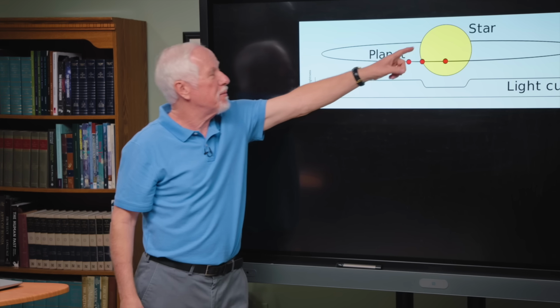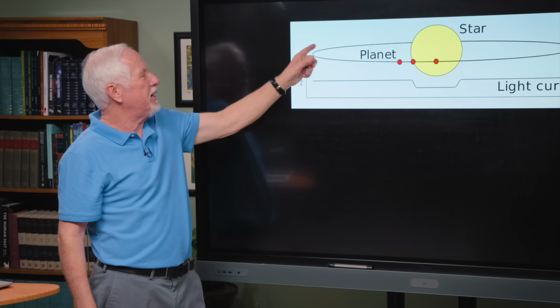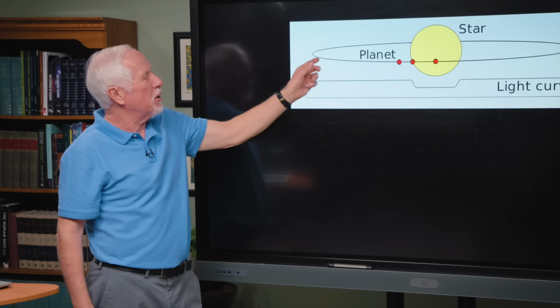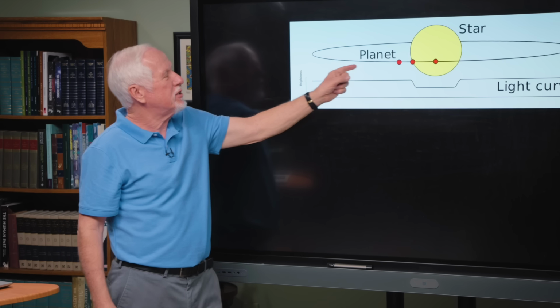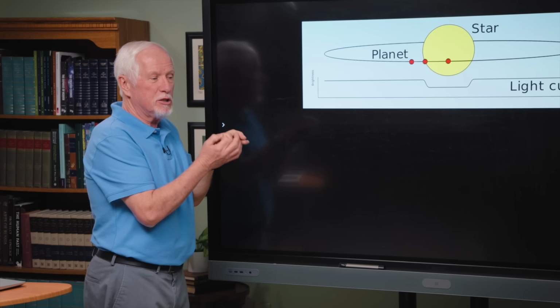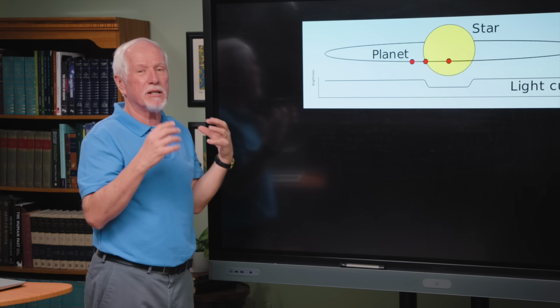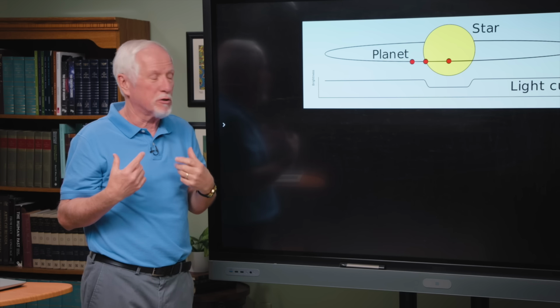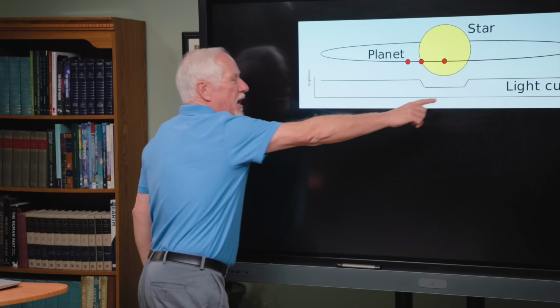Now, most of the time, as it orbits around, it's going to be out here, and no big deal. But once each orbit the planet will pass in front of the star, and as it does, it will block off a little bit of that star. And stars are bright. If you knock off a little bit of its luminous surface, you're going to cause it to eclipse and be a little fainter. And this is what the light curve down below is showing you.